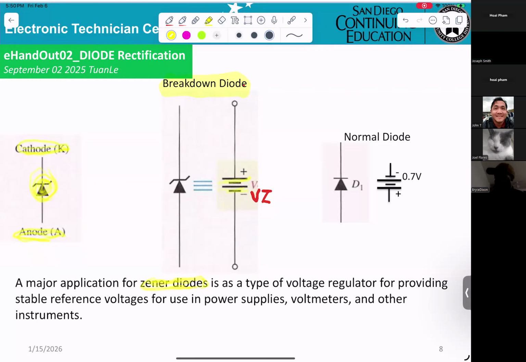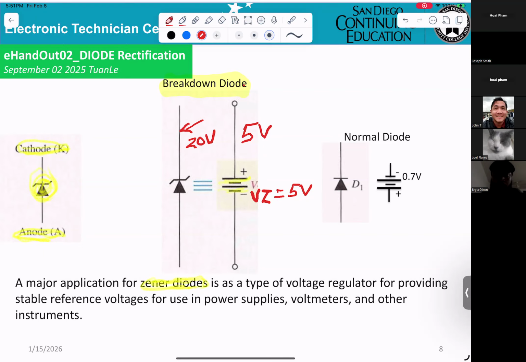I gave you an example. If you can buy VG 5 volt, okay? So in case the voltage here equals 20 volt, that means the signal will break down. You cannot get 20 volt here. You will get only 5 volt.